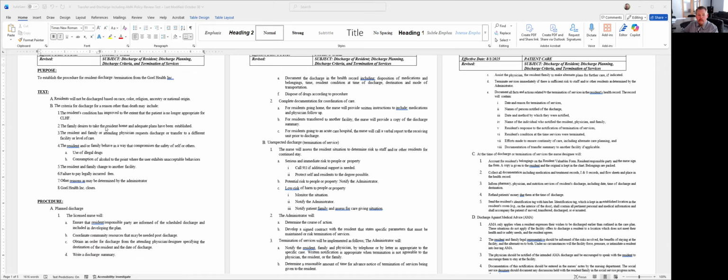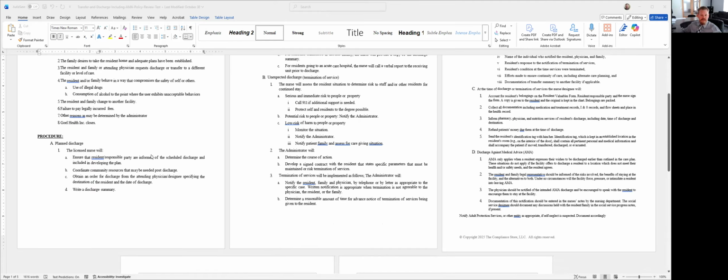The resident may want to go to a new facility. That's what we see there in number 5. Number 6, the failure to pay legally incurred fees and other reasons may be determined by the administrator. That's myself. And absolute worst case scenario for us is that our facility shuts down. That would be the reason why we would have to discharge them.